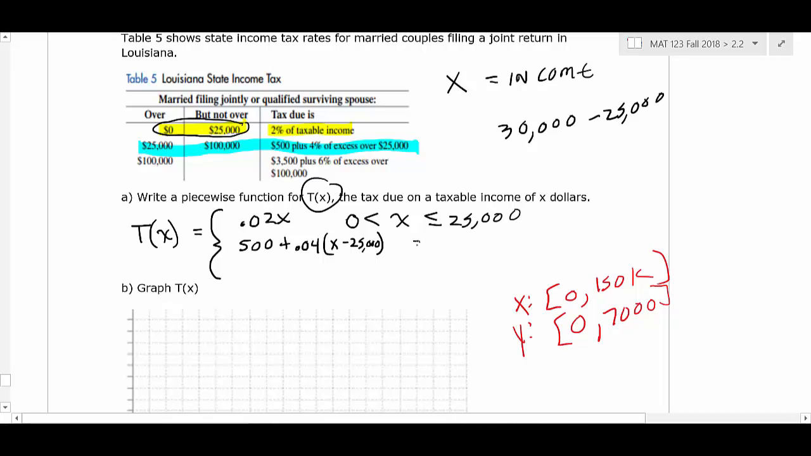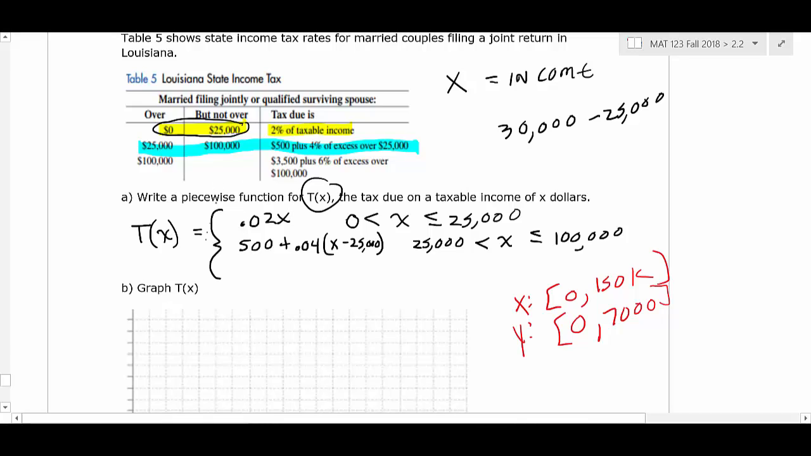So your condition, you would say 25,000 less than X, which is your income, and then you would say less than or equal to 100,000, like that. Okay, and then that would give that tax rate like that. Again, this is if you're over 25,000. That's why I use less than. Less than or equal to is the end of the tax bracket. Okay, that is including that.